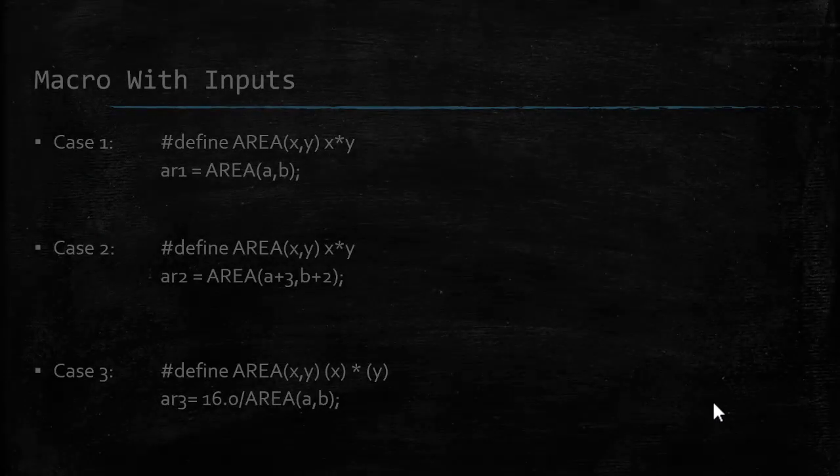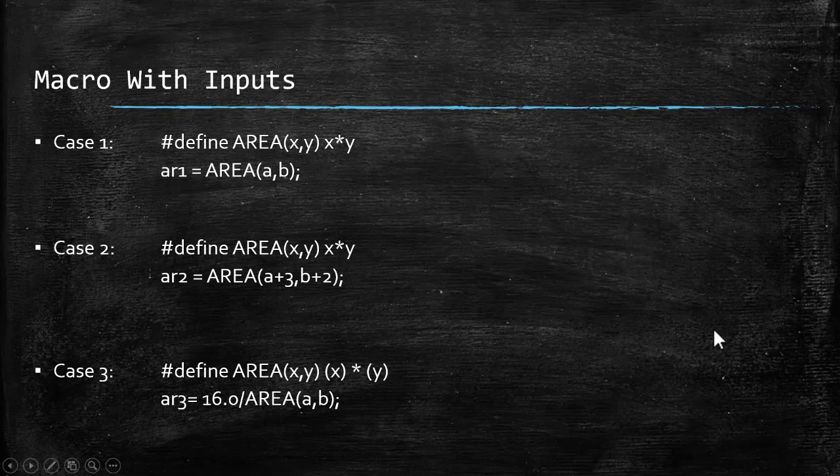So consider case 1 and case 2 first. Here a value is 2 and b value is 8. As a is 2 and b is 8, this macro template will first be expanded as a into b, meaning 2 into 8, that is 16. Similarly, in this case, the macro template will be replaced by its expansion. So the expansion is now a plus 3 into b plus 2.